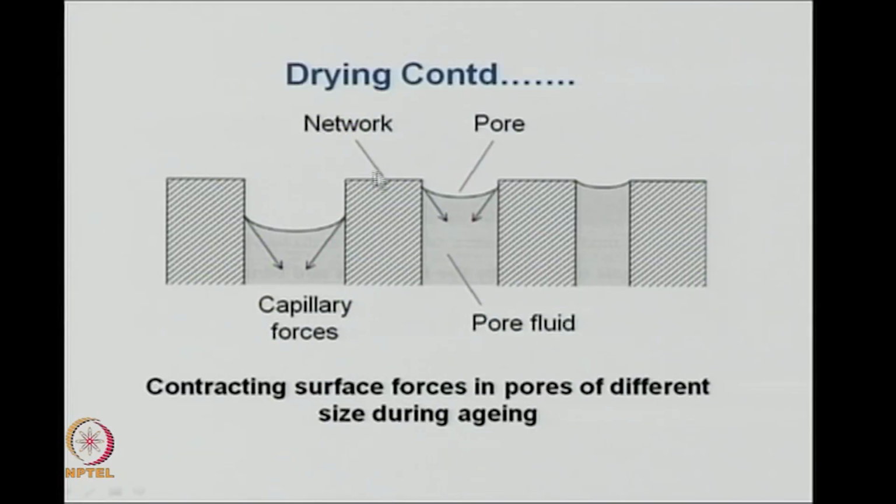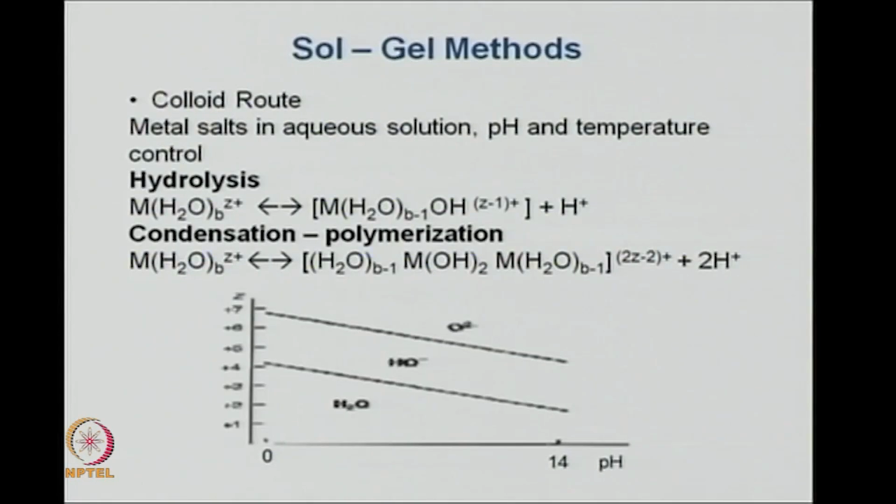So, if you see the drying process, this is your network structure. In between the two networks there is this pore, and the capillary forces will be acting in the pores, and you will have the fluids in the pores, and they will be contracting as liquids are going. The surface forces in these pores will be active during this aging period when slowly the drying is taking place.